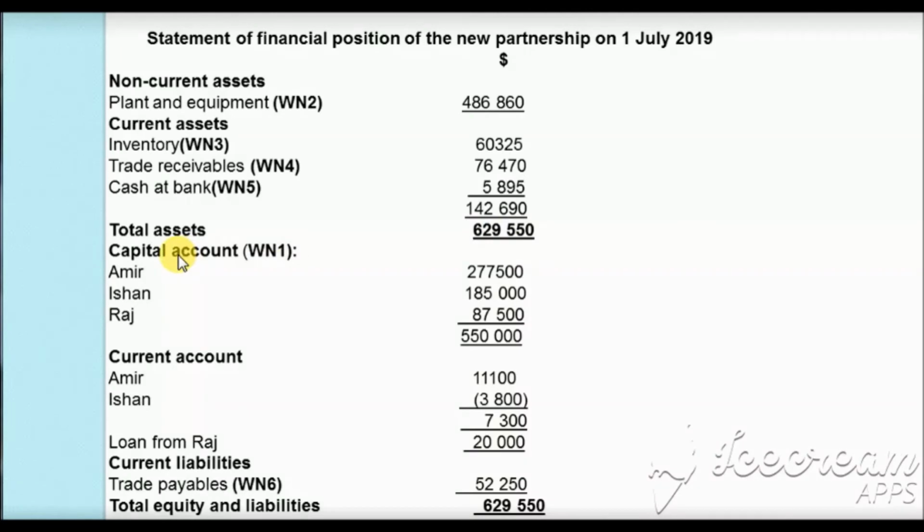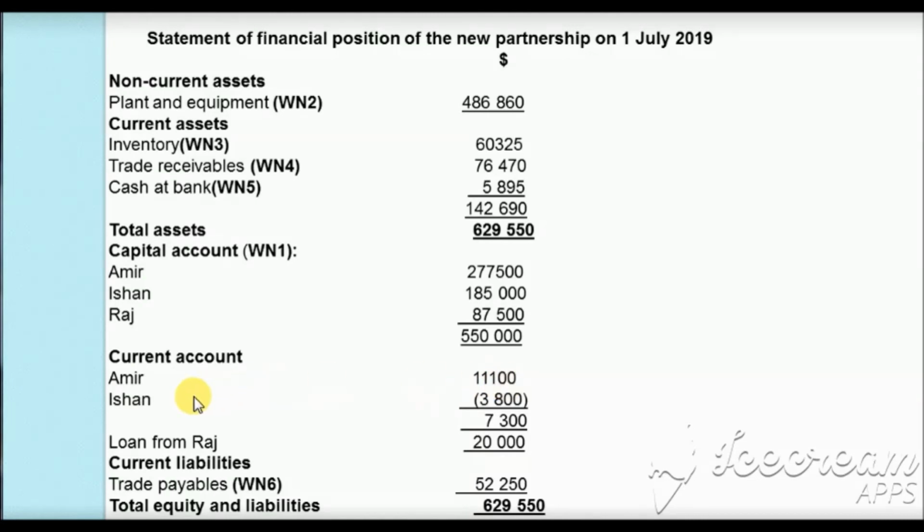Then we'll proceed and we'll start with the capital account balances, which we got in the first working notes. For Amir, it was $277,500. For Ishan, it was $185,000, and for Raj, it was $87,500. When we total it up, it will be $550,000.